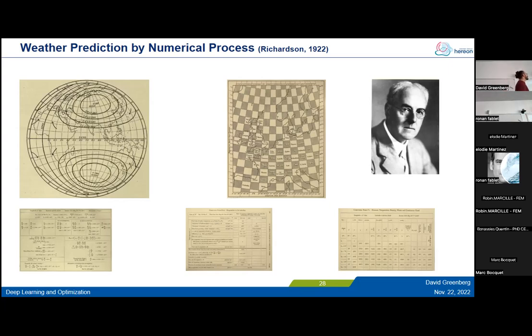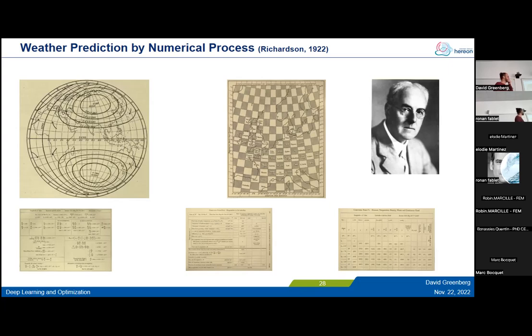so what he's showing here is one of these maps they used. They had observation stations all across the continent, all across England, where they would measure temperature, pressure, wind speed, and so on.